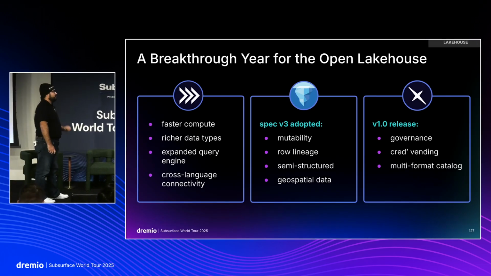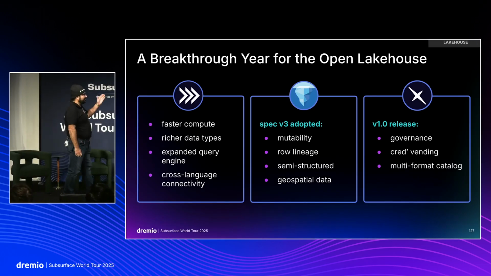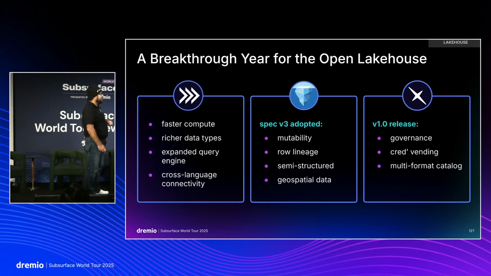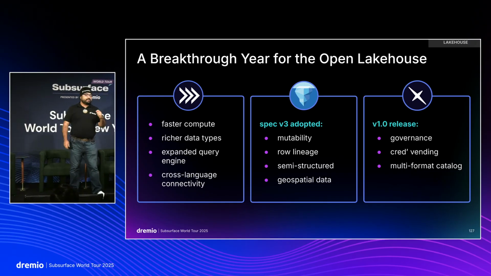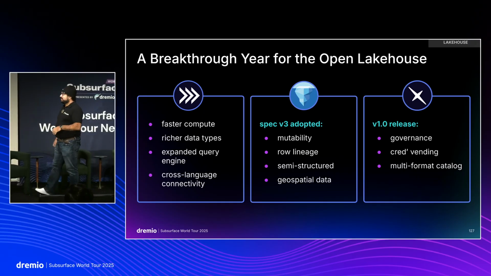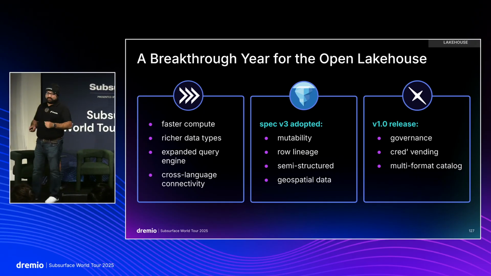So it's a breakthrough year for the Lakehouse. Whether we're talking about being able to compute data faster with Apache Arrow, being able to track and manage our tables with Iceberg, and being able to govern those tables with Apache Polaris.